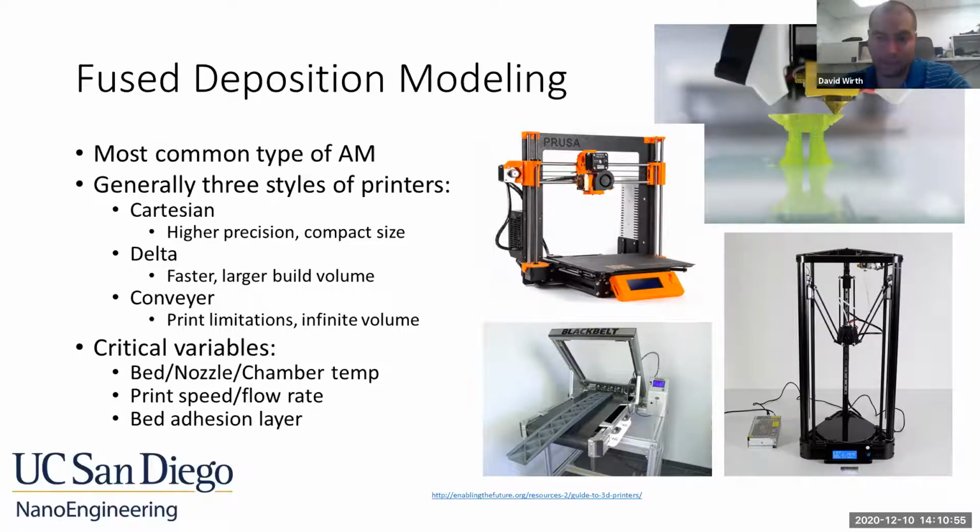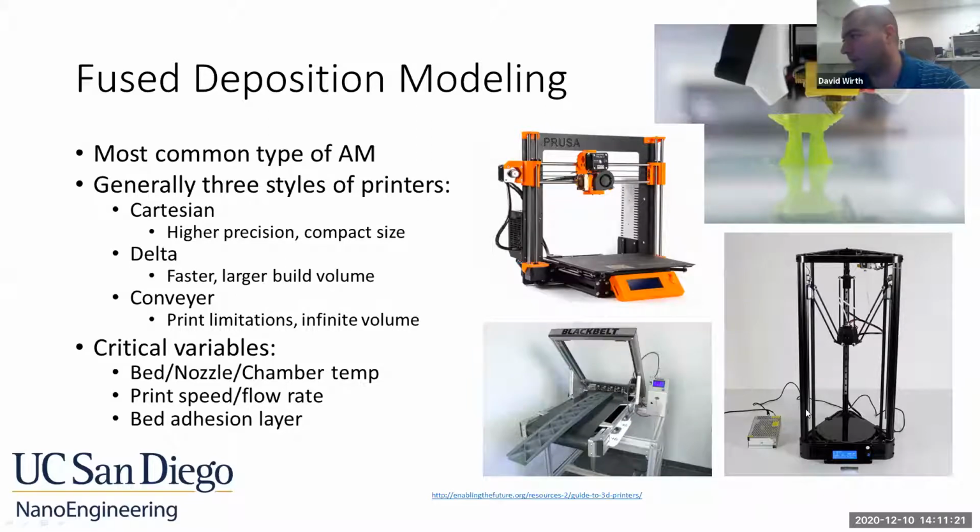pictures of when you think of a 3D printer, is fused deposition modeling, right? That's the most common, mainly because it's the cheapest and it's really the most versatile, right? There's three types of printers, generally. You've got your Cartesian, which is, it's a box. It's X, Y, and Z coordinate system. Pretty high precision, pretty compact. I mean, it's a freaking cube.